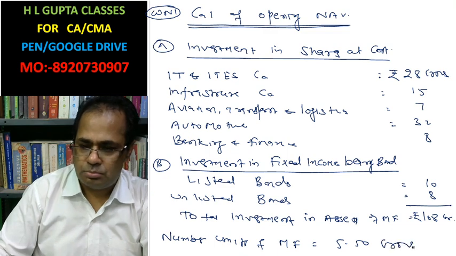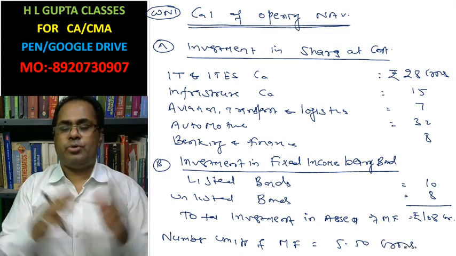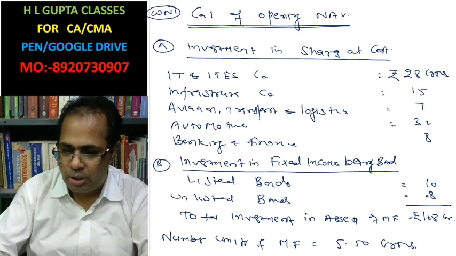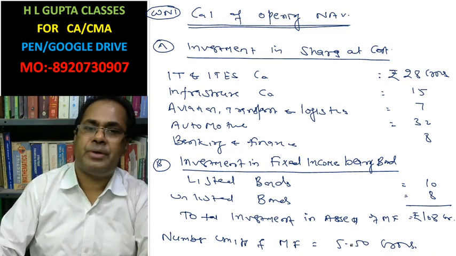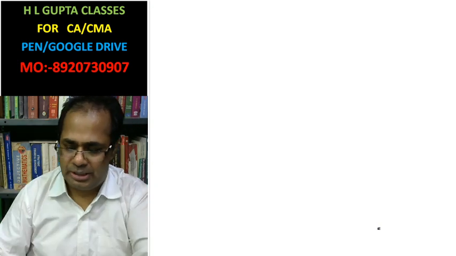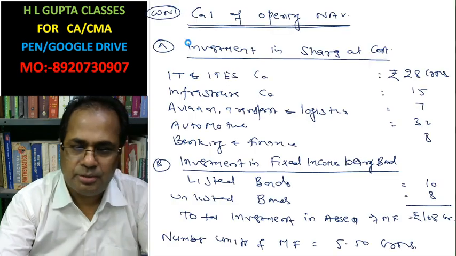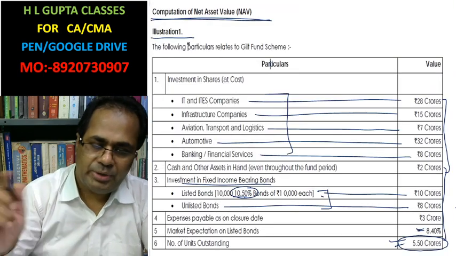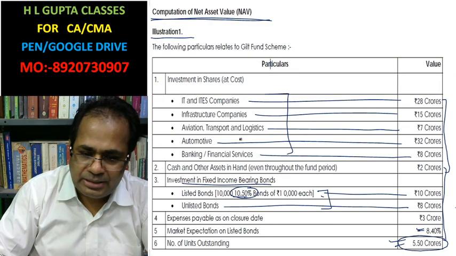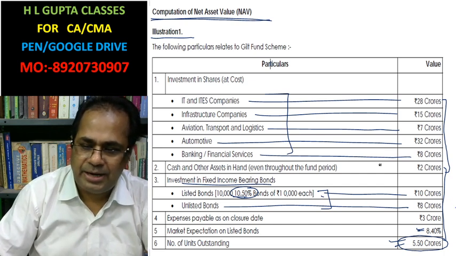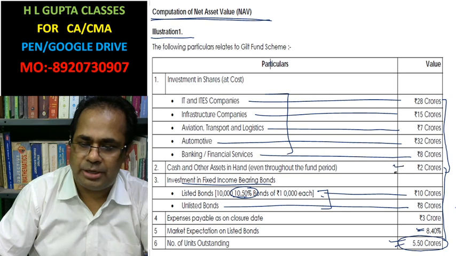5.50 crore. Okay, now you can calculate net assets value at beginning. Net assets value at beginning, 108 crore divided by 5.50 crore. Look at here. In this case, we have assumed that there is cash and other assets in hand. This is 2 crore. I have not taken it.